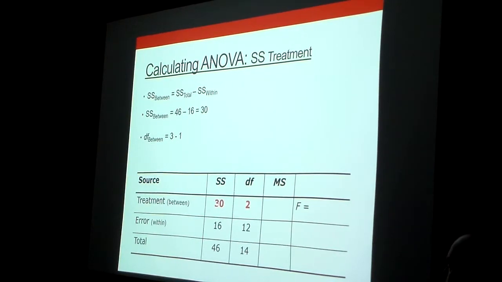Okay, so we've got our sum of squares treatment. This is our differences, variability across conditions. Error is the variability within conditions, and our total variability. This is just all the variability that we have in the set.